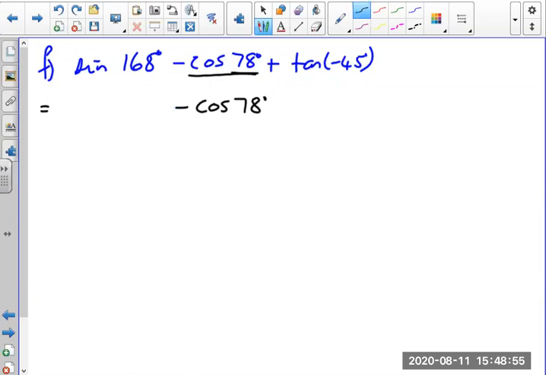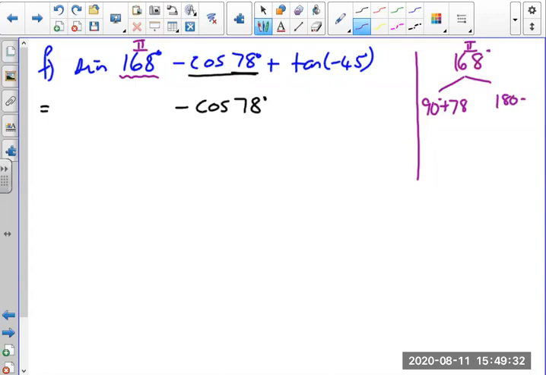Now let's look at this sine 168. The first question is where? That angle 168 is in the second quadrant. Now if I can explain here, I can write 168 as 90 plus what will give me 168? 90 plus 78. Or I can write it, because it's in the second quadrant, as 180 minus, and that will give you a 12. Now can you see, there's a 78 and there's a 78.